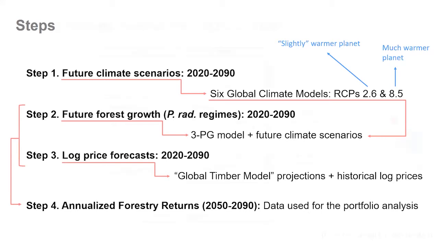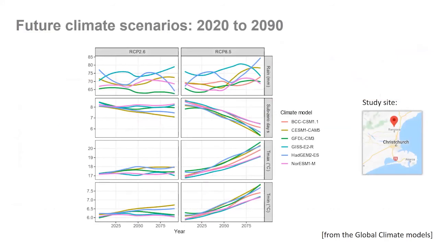Okay. So let me show you some of the results that we have. In terms of the future climate scenarios, specifically for our study site, which is located north of Christchurch, here is how our climate variables that we used in 3PG look like, okay? Again, we have the two different RCPs here. We have climate variables such as rain, sub-zero days, maximum and minimum temperature, okay?